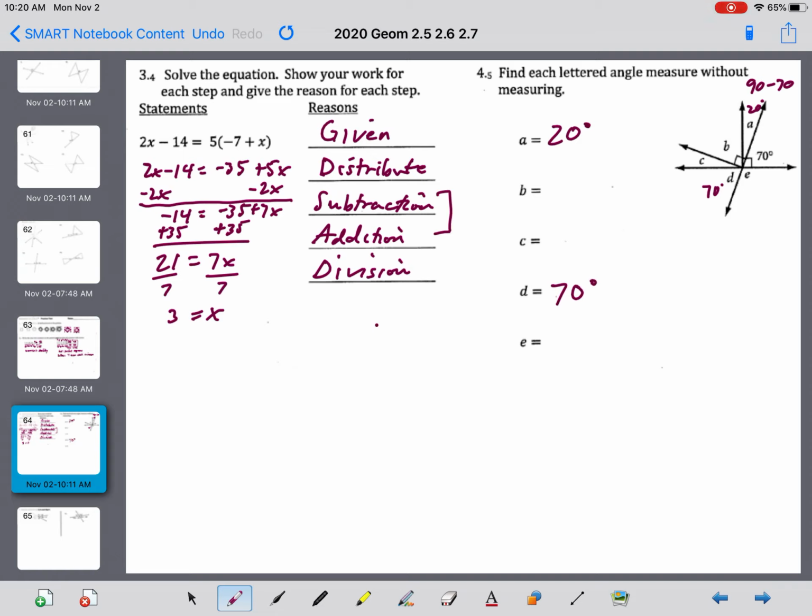Okay. We also have some linear pairs. D and E have to add up to 180. So if I do 180 minus 70, I'd get 110, and that would be E. So look for stuff that makes straight lines. Look for vertical angles. In this case, we have some stuff that's complementary as well.